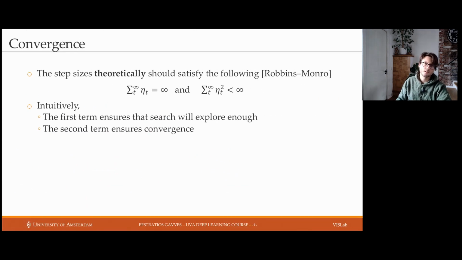In theory, we have to make sure that whatever learning rate schedule we pick, the following two conditions are satisfied. For one, the sum of learning rates over time goes to infinity, while the sum of the squared learning rates is smaller than infinity, does not go to infinity. Intuitively, the first term ensures that we're going to search enough, like we're going to explore enough, while the second term ensures that we're going to converge to a solution.